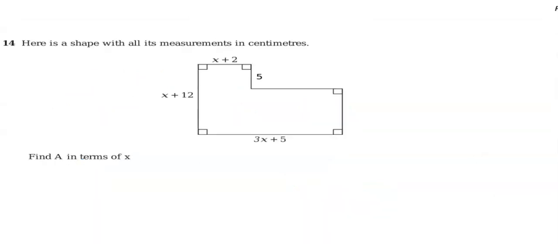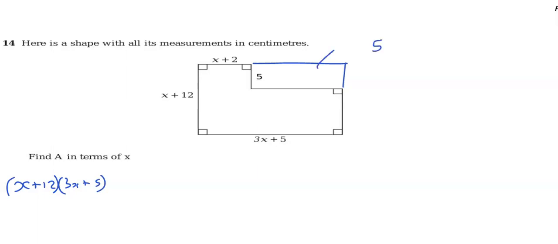Now, in this case, we have to find the area of this L shape in terms of x. If we think about it, it's a rectangle with this bit having been taken off. So if I could get the area of the whole rectangle, which is x plus 12 times 3x plus 5, and then I subtract this rectangle.